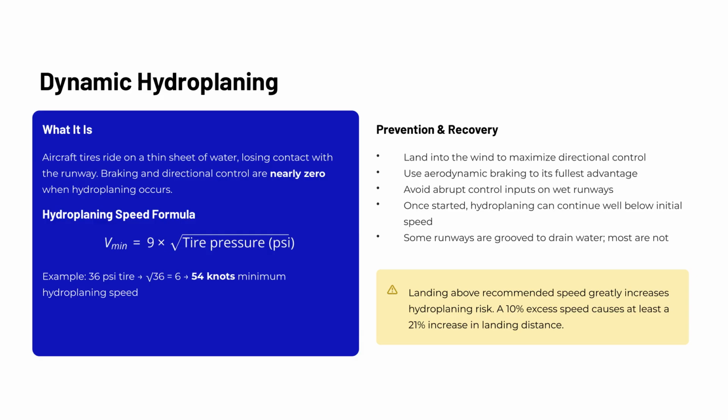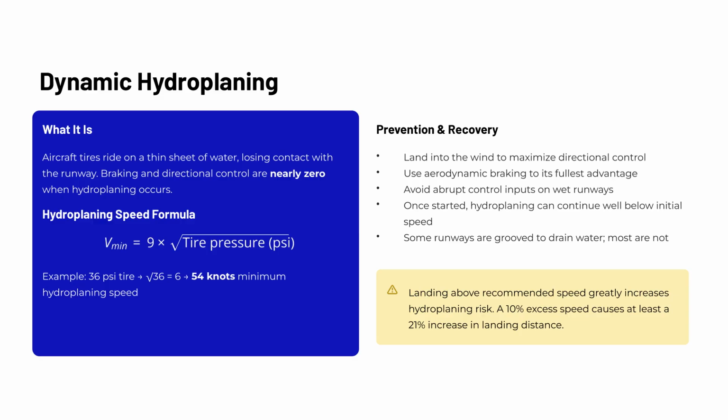Land into the wind to maximize directional control, and use aerodynamic braking to its fullest advantage before relying on wheel brakes. Avoid any abrupt control inputs on wet runways. One critical point to remember: once hydroplaning begins, it can continue well below the speed at which it started, so do not assume you have regained control simply because you have slowed down.